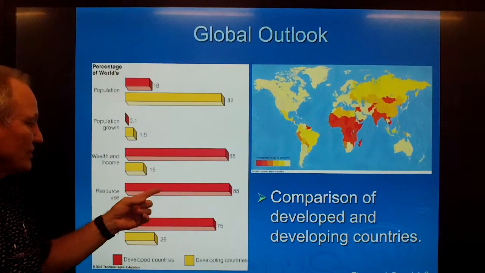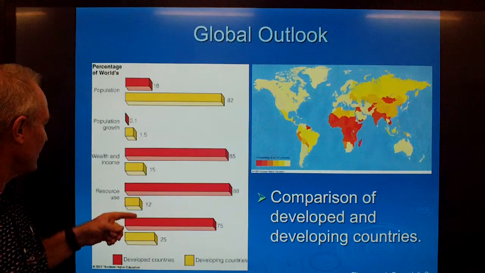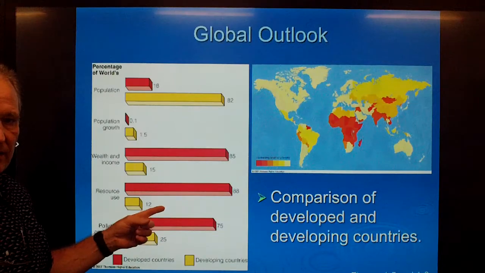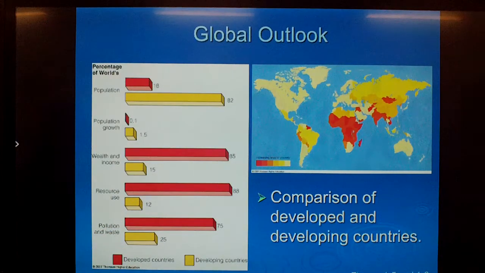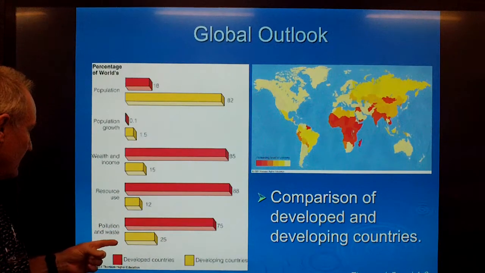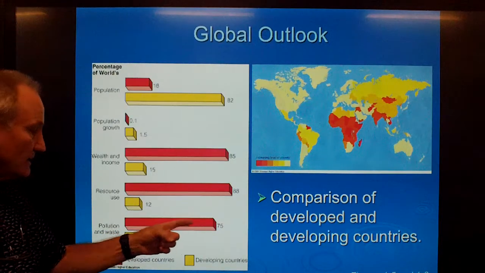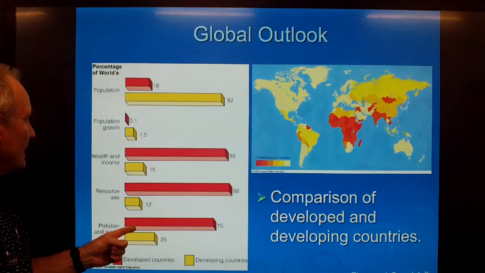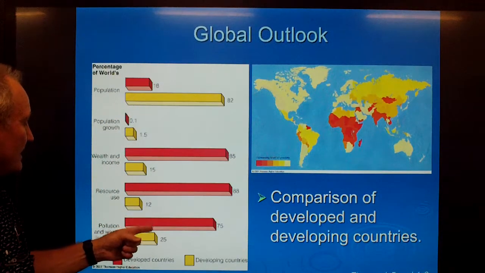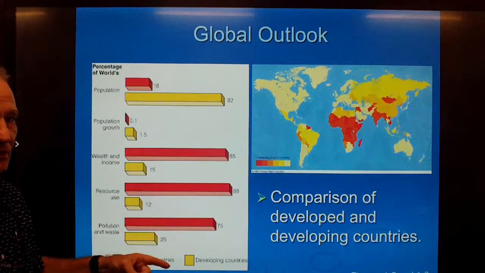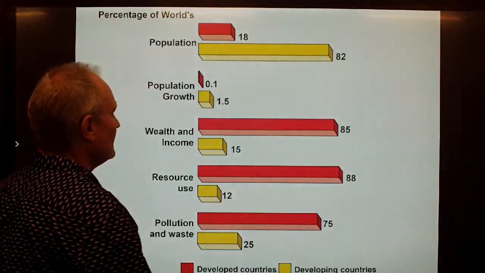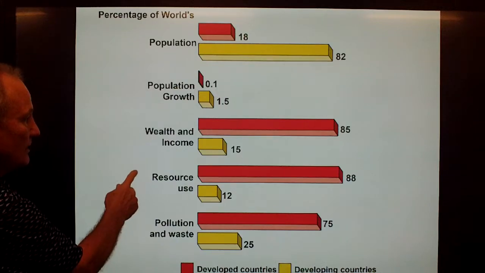Resource use, again, follows the wealth and income. Huge amount of resource use in the developed countries, and much less in the developing countries. And then pollution and waste, yes, still amazingly high, 3 times more pollution and waste for 18% of the population versus 25 for 82% of the population. So this is that in a little bit more detail.